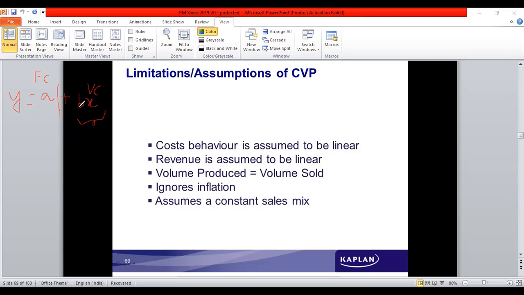So these are assumptions. We can also understand that the assumptions can become the limitations also. Is it possible to have the same sales mix all the time? No, there can be a possibility of a change also happening. So that is a limitation also.